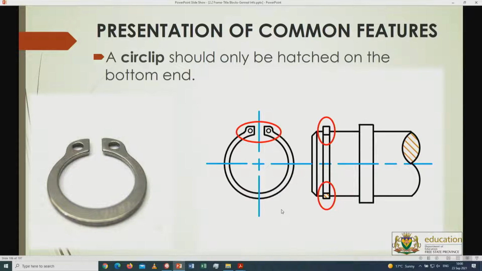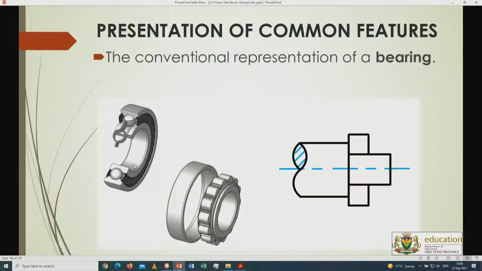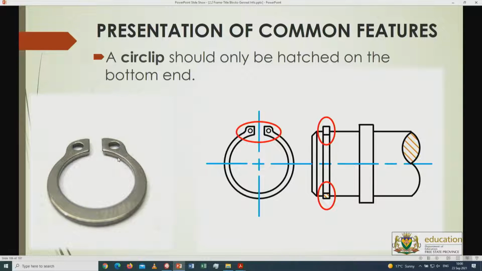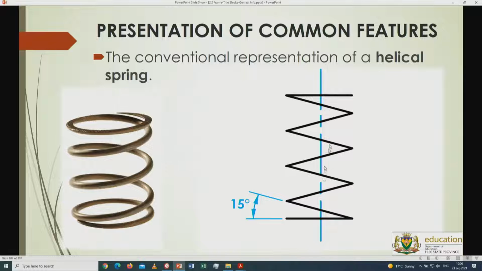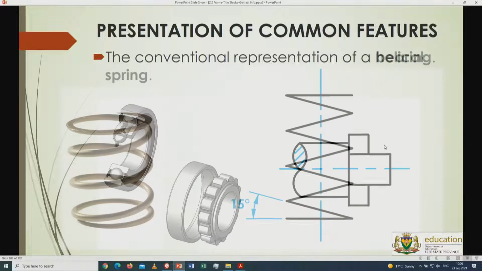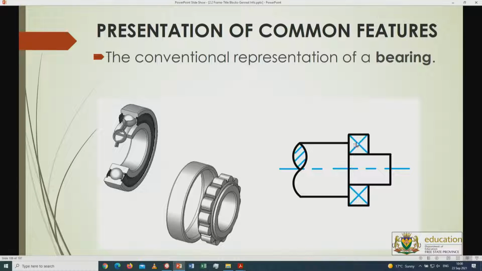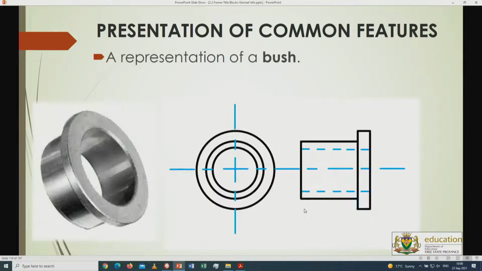Then if we go to springs, sorry, I just want to go back one. There we go. This is the spring itself, flat on the bottom, flat on the top, and at more or less 15 degrees, it goes further downwards for a spring. For a bearing inside a shaft, it will look like that. And of course, if the shaft is not there, this is also applicable for this question paper.